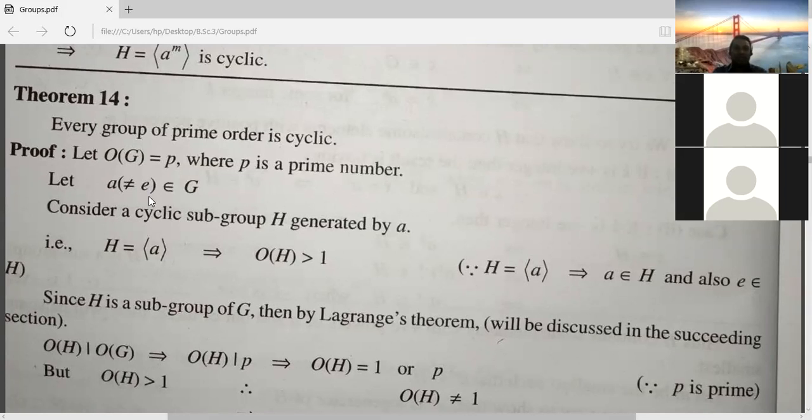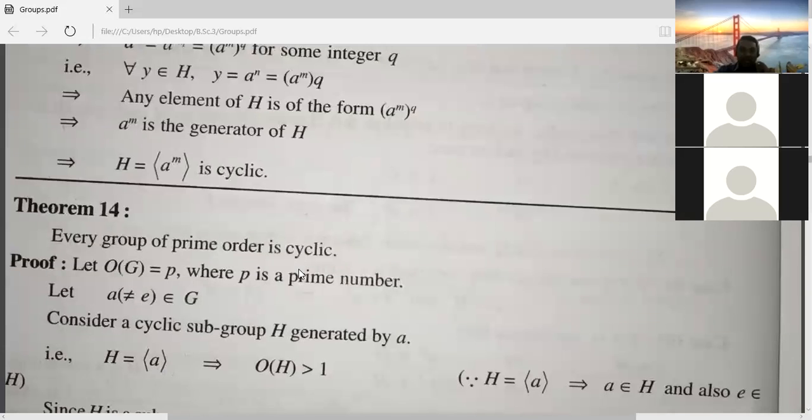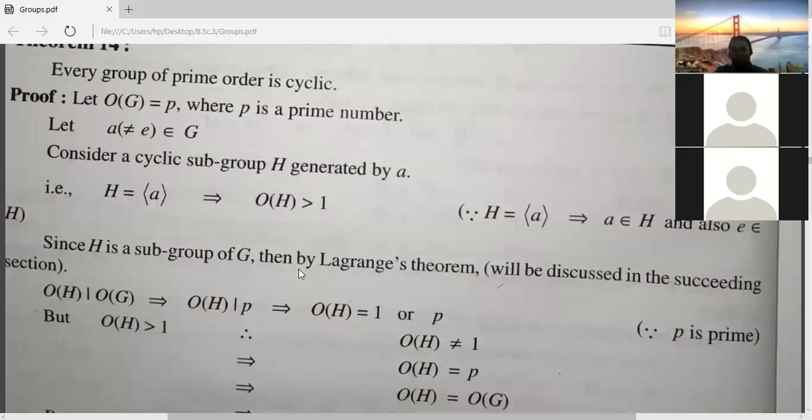Suppose A is not equal to E, that is, there is some element that is not the identity, and it belongs to G. Now, consider a cyclic subgroup H generated by A. You are taking an element other than the identity, and you are writing H is the cyclic subgroup generated by A. Now A is a generator of H. If the order of H is greater than 1, then since H is a subgroup of G, by Lagrange's theorem the order of H divides the order of G. This you have to remember here.